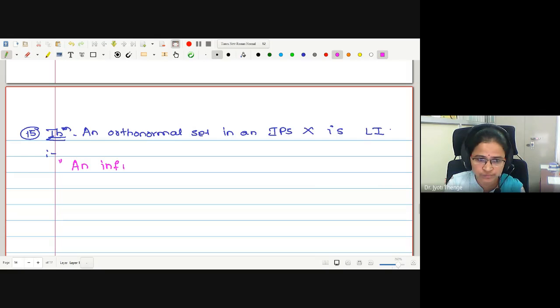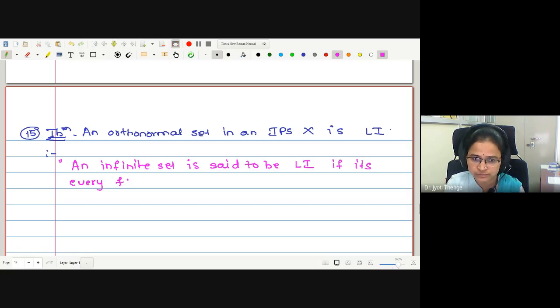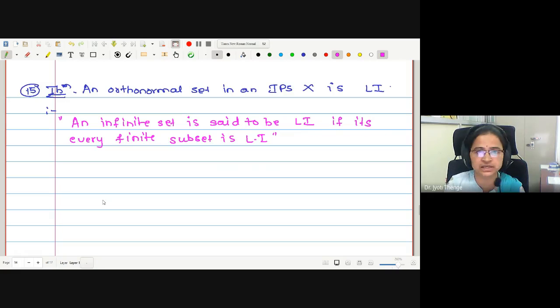With this statement: an infinite set is said to be linearly independent if its every finite subset is linearly independent. Now we will make use of this statement to prove our result. Therefore, we assume the general case that it is an infinite set.